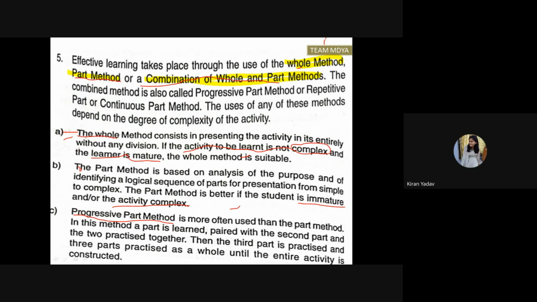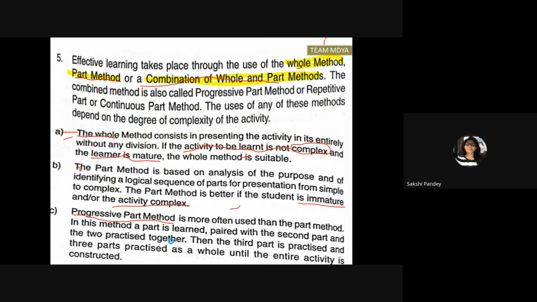Okay. In progressive part method, it is the combination of both whole method and part method. If you understand from the example of Surya Namaskar, in whole method, we were teaching the whole completely in one go. And in part method, we were teaching it in parts: Vanasana, then after teaching that, you teach the next asana in the same way. But in progressive part method, you first teach Vanasana, then another, then you teach it as a whole in one go. So we are using both whole and part method in progressive part method. Is this clear? Yes, ma'am.